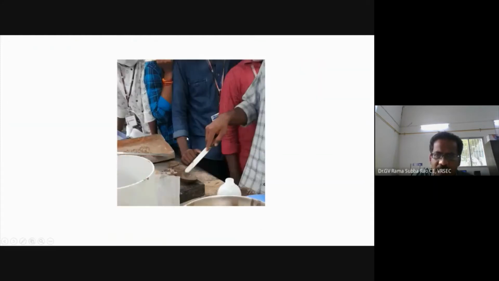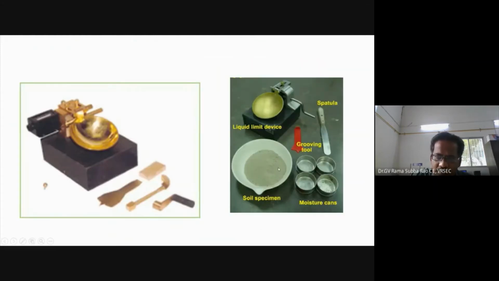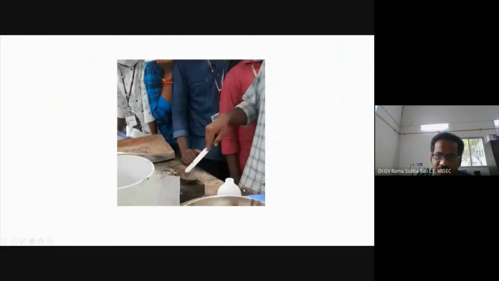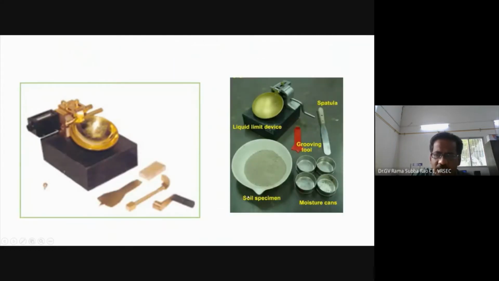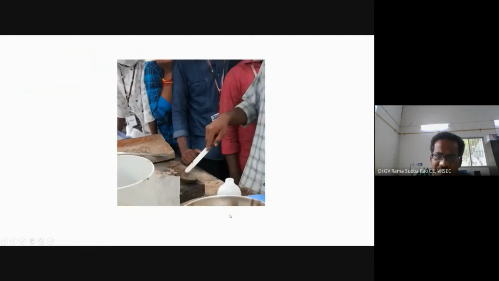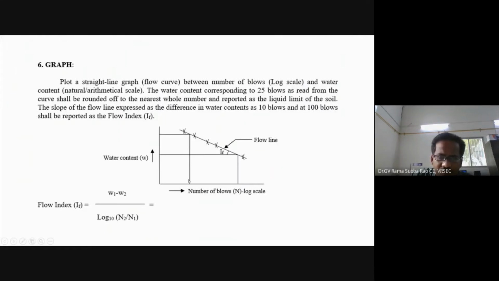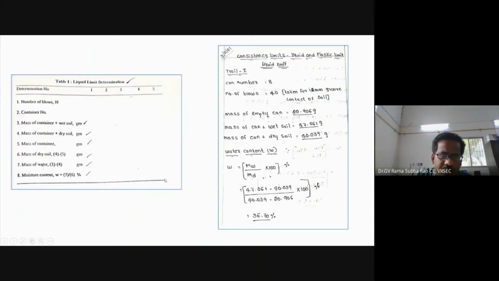Initially I have taken a quantity of soil as mentioned in the code, 120 grams, which is air-dried and passed through a 425 micron sieve. This is trial number 1. In the second trial, the same process is repeated with increased water content. Add more water than you added earlier, then repeat the same procedure: cut the groove and apply the blows.